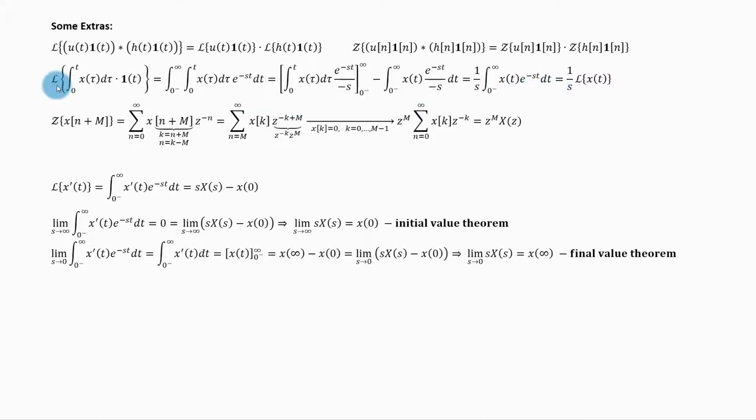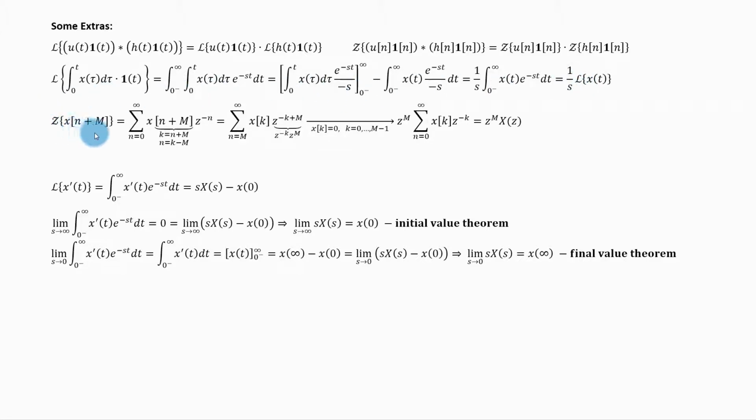So when I take the Laplace transform of the integral of my signal, in the Laplace domain, this will be converted into the division by s. Recall that the derivative in the time domain causes multiplication by s in the Laplace domain. Now you know that the integration in the time domain causes the division by s in the Laplace domain.